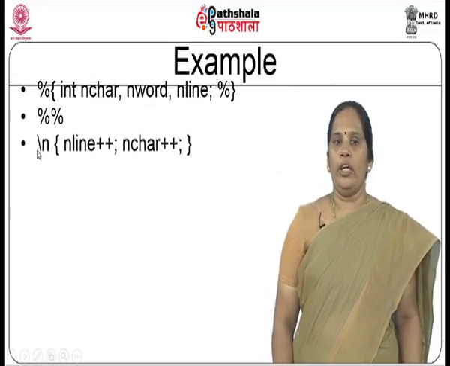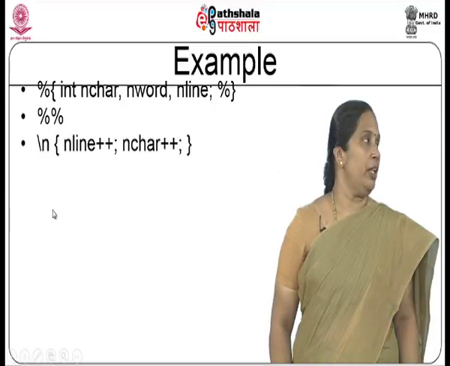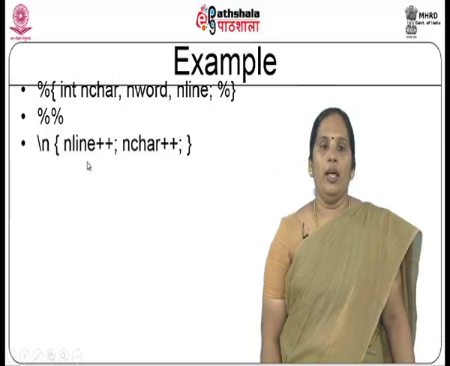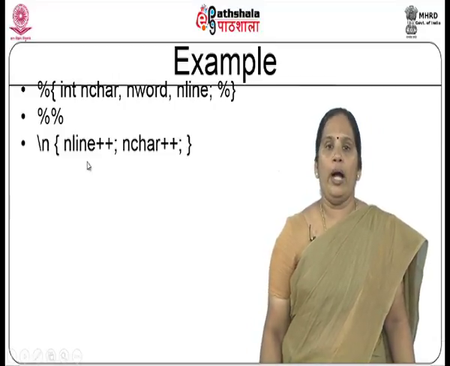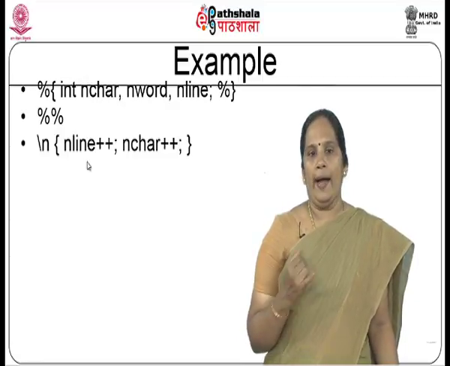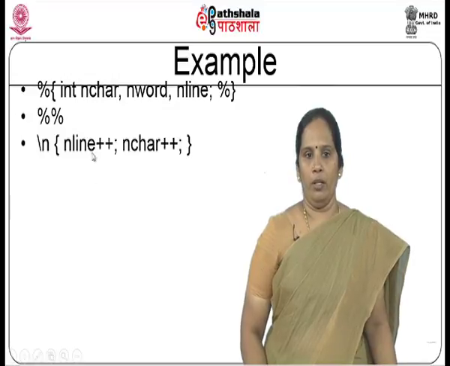Now, what am I doing here in the second section, the double percentage, so the second section. In that case, I look at \n. If I encounter \n, what do I have to do? I have to increment my line number by 1 as well as increment my number of characters by 1. That is what I have done as part of the action section here.